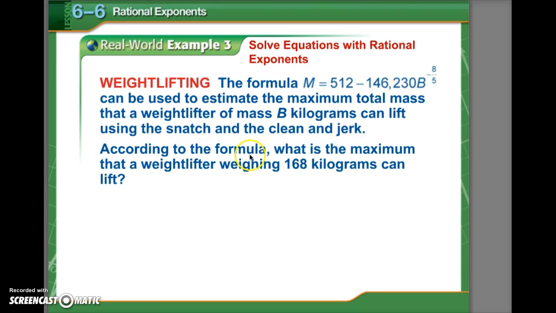So it says, according to the formula, what is the maximum that a weightlifter weighing 168 kilograms can lift? So the mass, that's b. So you want to throw 168 in here, and then just plug all this in and simplify it, and then you'll get m, and that'll be the maximum weight that the person can lift.